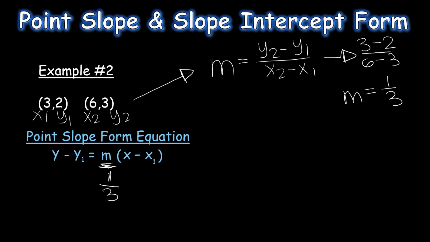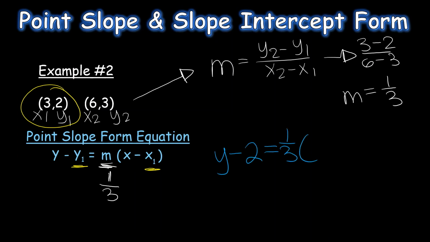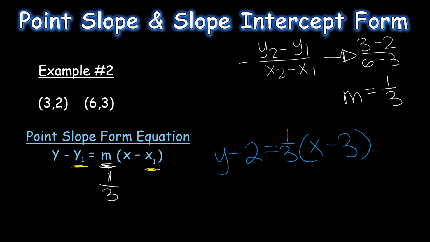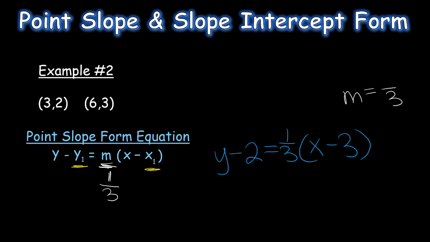And now all we have to do is fill in our values for y1 and x1 using these points right here. So our point-slope form equation will end up being y minus 2 equals 1 over 3 times x minus 3. Now let's clear everything up so that we can figure out our slope-intercept form equation by simplifying our point-slope equation.